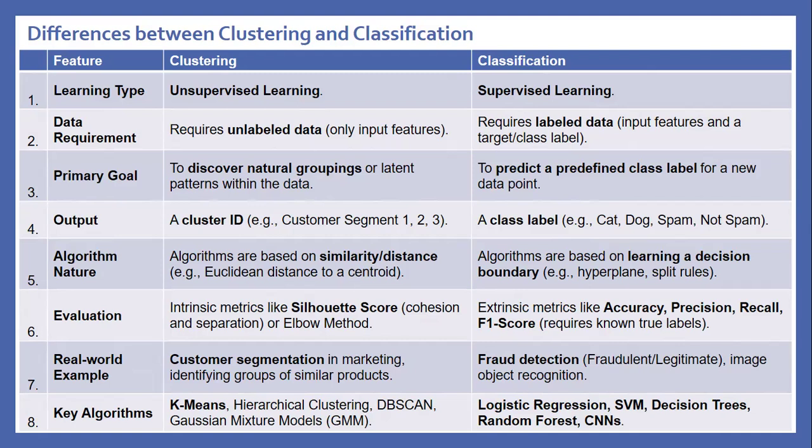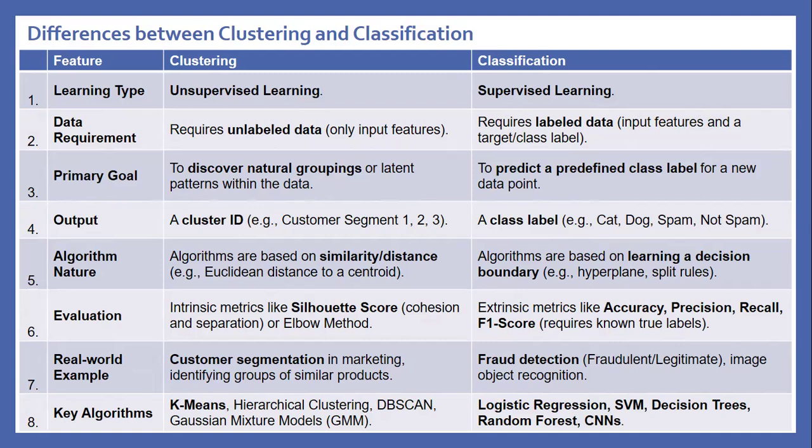Clustering algorithms are based on similarity or distance, for example Euclidean distance to a centroid. Classification algorithms are based on learning decision boundaries, for example hyperplanes or split rules. Clustering evaluation uses intrinsic metrics like silhouette score, coherence and separation, or the elbow method. Classification uses metrics like accuracy, precision, recall, F1 score, which require known true labels.